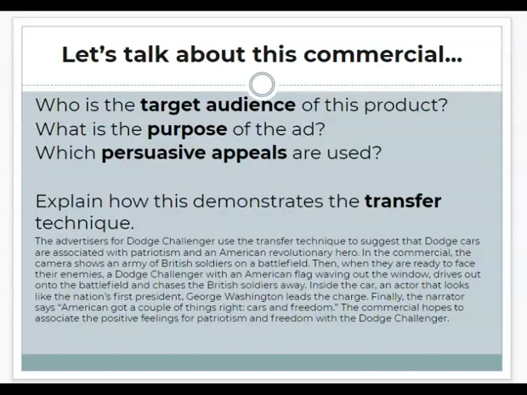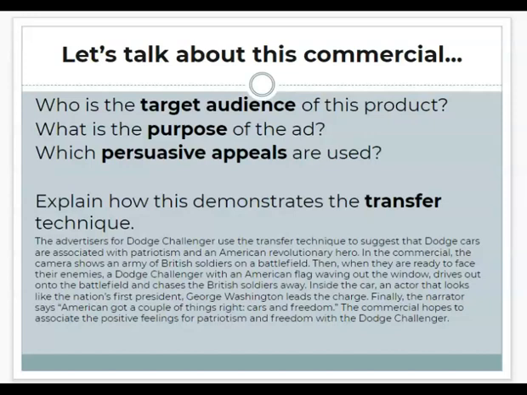Okay, so let's talk about this commercial for the Dodge Challenger. So the first question we want to be able to answer is, who is the target audience of this product? Would it be for babies? No, because babies can't drive cars. Would it be for elementary age? No, same problem here. Would this be targeted for people all around the world? Would the British appreciate this commercial? No, I don't think so, right?